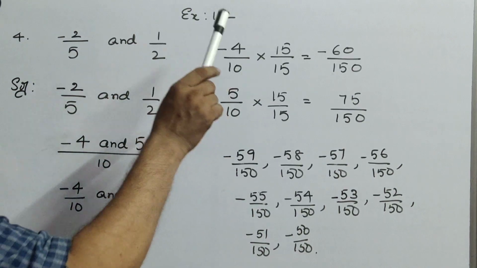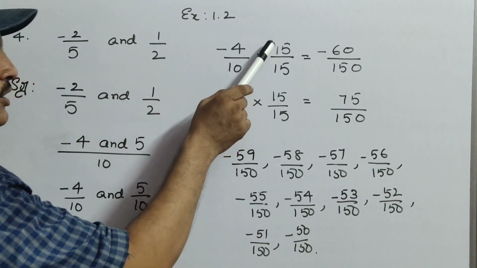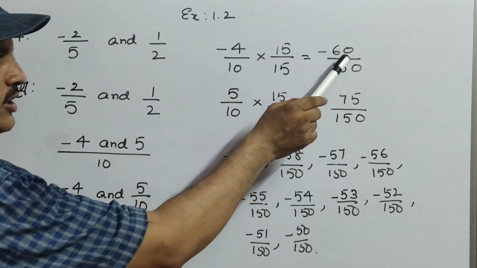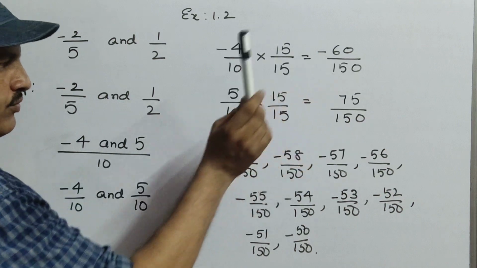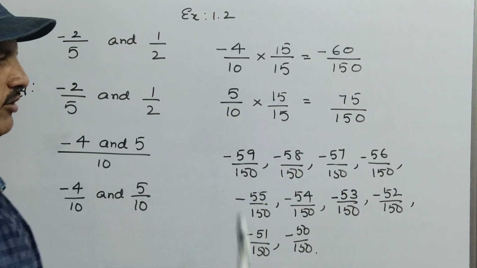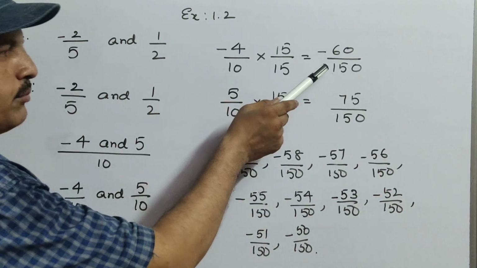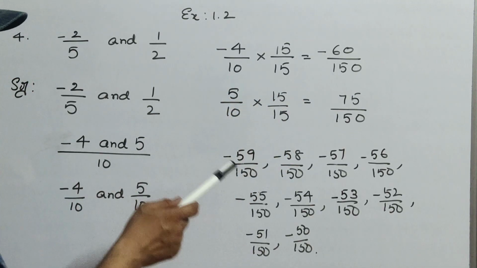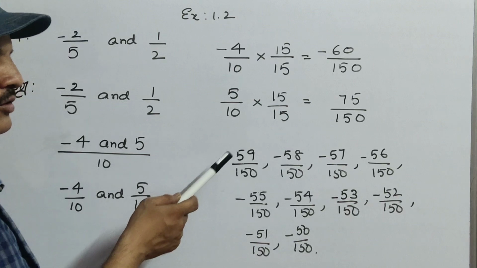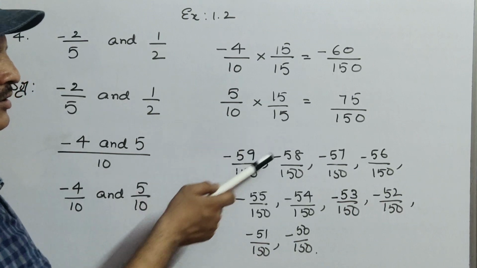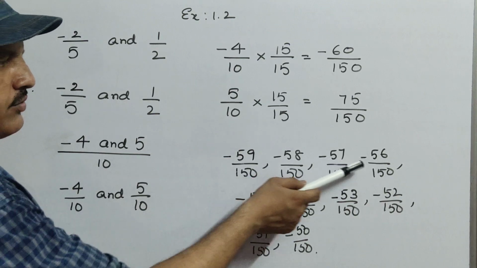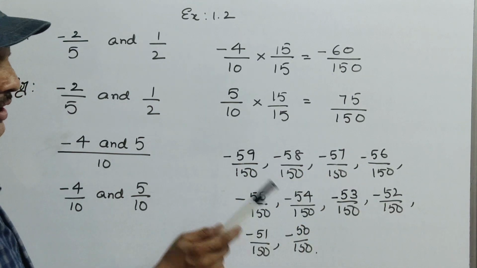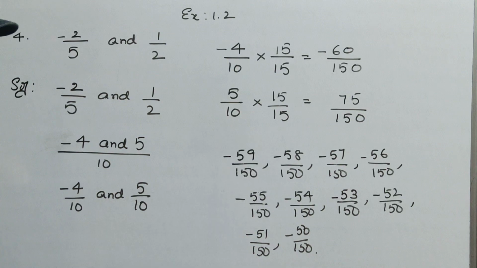Now 10 he asked, and I went for 5 extra. So 15 by 15, 15 by 15. Minus 4 into 15 is minus 60 and 10 into 15 is 150. Similarly 75 by 150. Now write the numbers in between these two. If you want to write like this, you can write. Minus 59 by 150, minus 58, minus 57, minus 56, 55, 54, 53, 52, minus 51, minus 50, and so on. So 10 is enough.